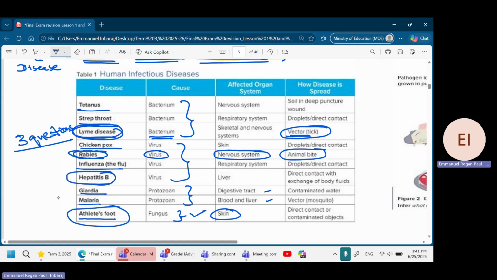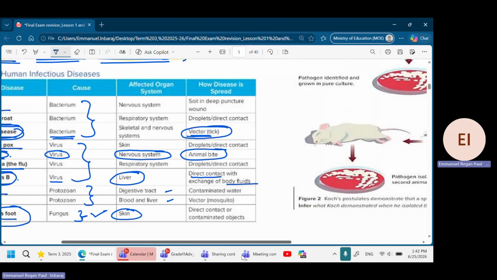Hepatitis B. So which organ? It's caused by a virus. It affects the liver. It is because of direct contact with body fluids. So this way you will learn, you memorize it. You're going to get three questions from this. So most probably these are the questions they ask you because these are repeated questions. Okay. So this table is important for you. We are going to see some questions now.